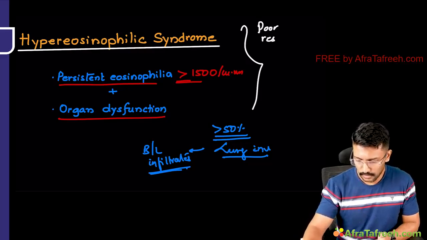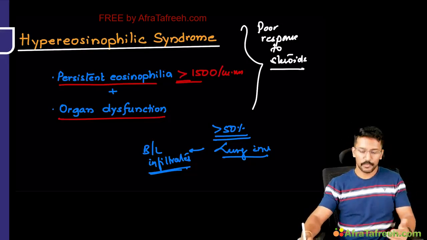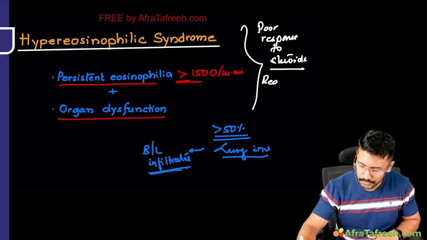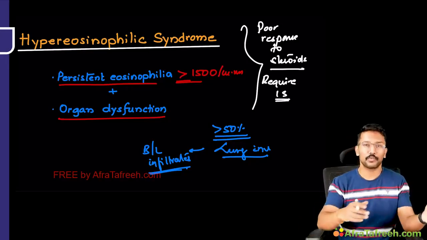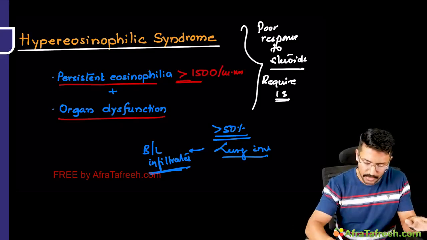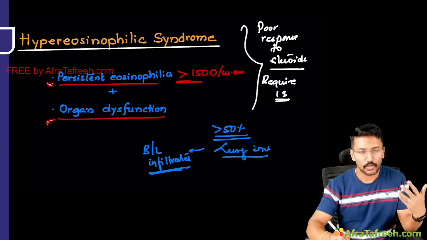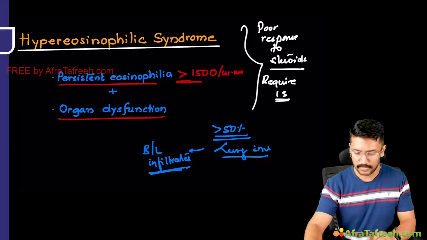Poor response to steroids. So less than 50% of patients respond to steroids. So the majority of them would require immunosuppression in the form of methotrexate, cyclosporine. And because now we have started understanding the role of certain genetic mutations, we have the role of tyrosine kinase inhibitors like imatinib. At least in myeloproliferative forms, we can use imatinib mesylate as the drug, right?